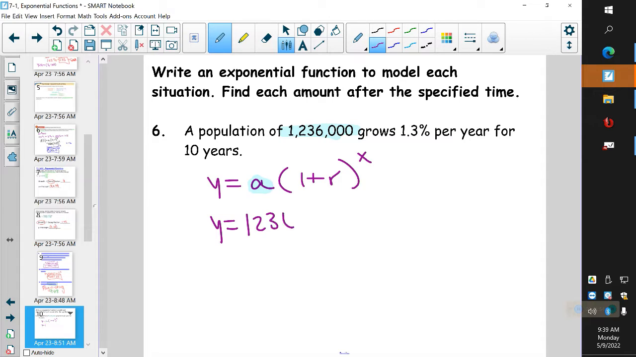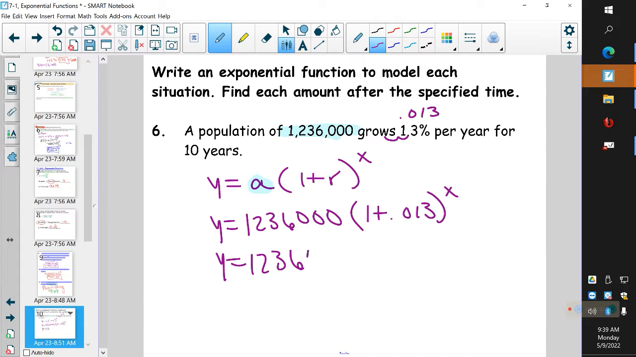So I have 1,236,000. Then it says it grows 1.3%. So what that means is you are actually going to move the decimal over 2 units. It grows, so it's 1.3%. So this is going to be 0.013. So you're going to have 1 plus 0.013 to the x power. So my equation is 1,236,000 times 1.013 to the x power.